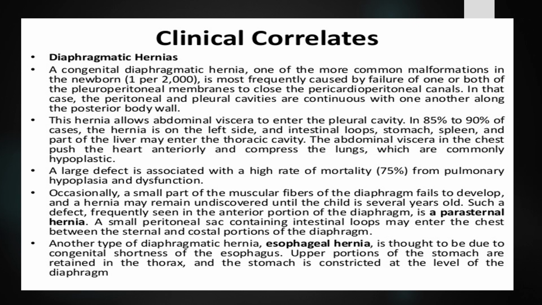Such a defect is frequently seen in the anterior portion of the diaphragm, which is called a parasternal hernia. Para means around the sternum. A small peritoneal sac containing an intestinal loop may enter the chest between the sternal and costal portions of the diaphragm. Another type of hernia is esophageal hernia. It is thought to be due to congenital shortness of the esophagus. The upper portion of the stomach is retained in the thorax and the stomach is constricted at the level of the diaphragm. Thank you.